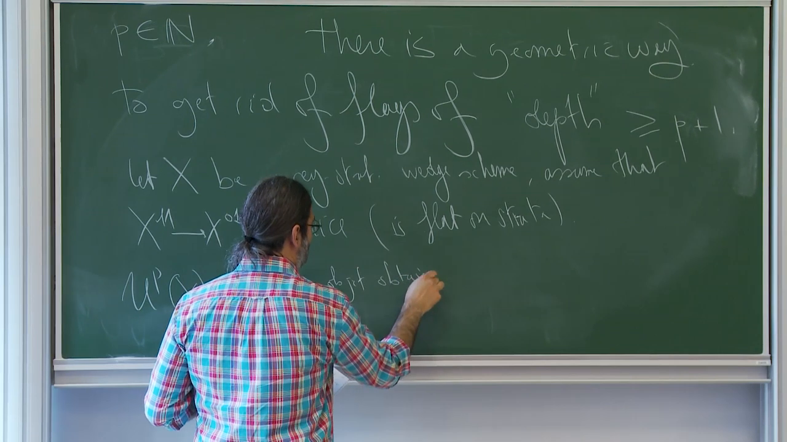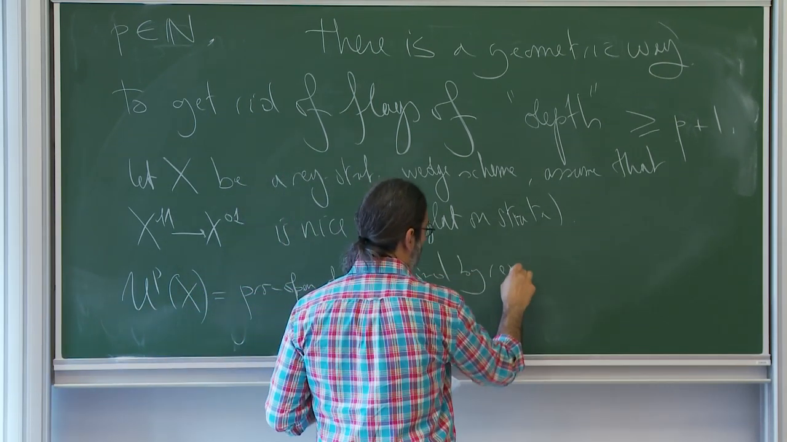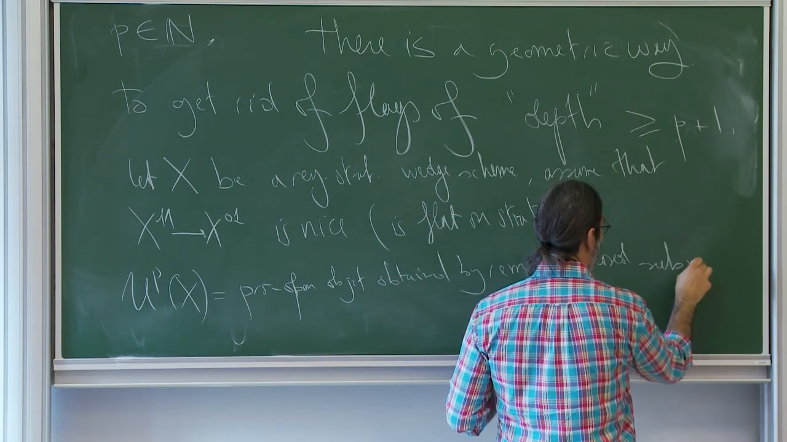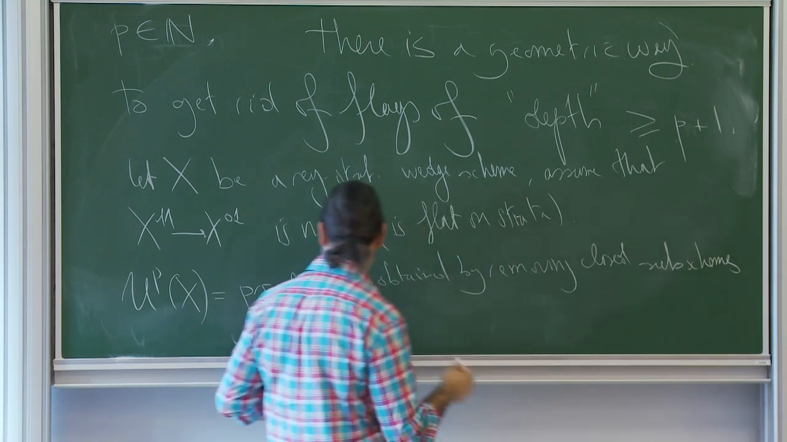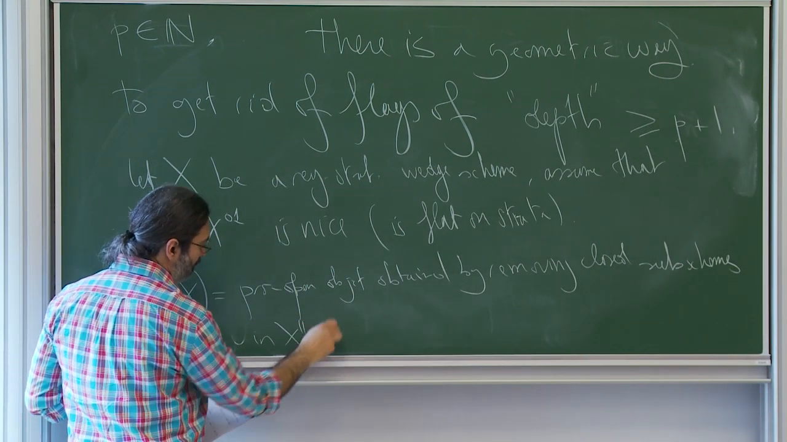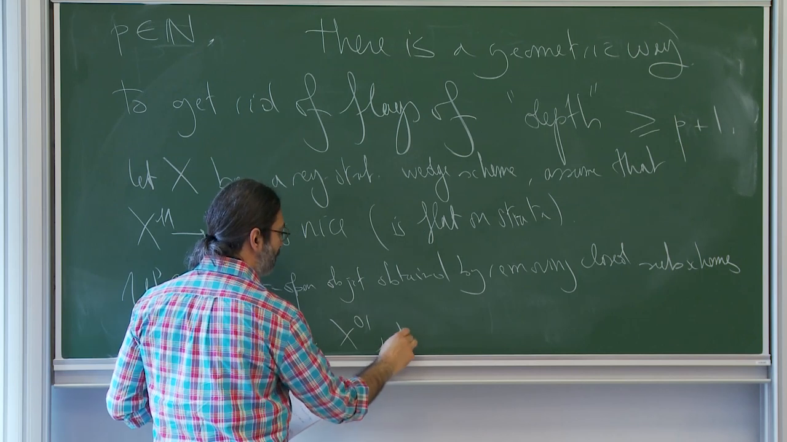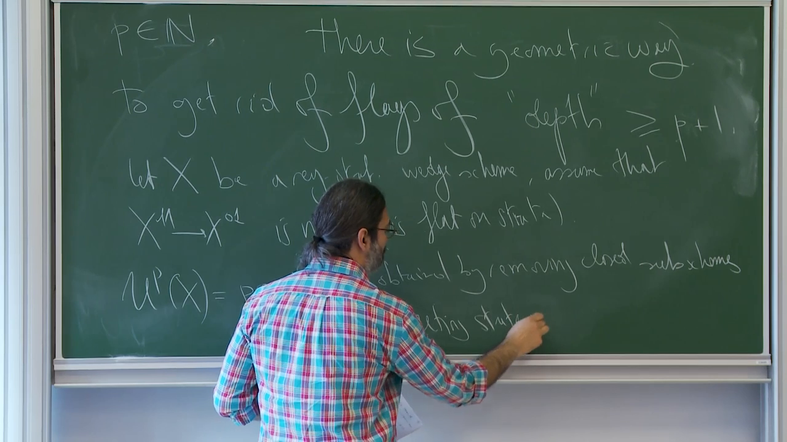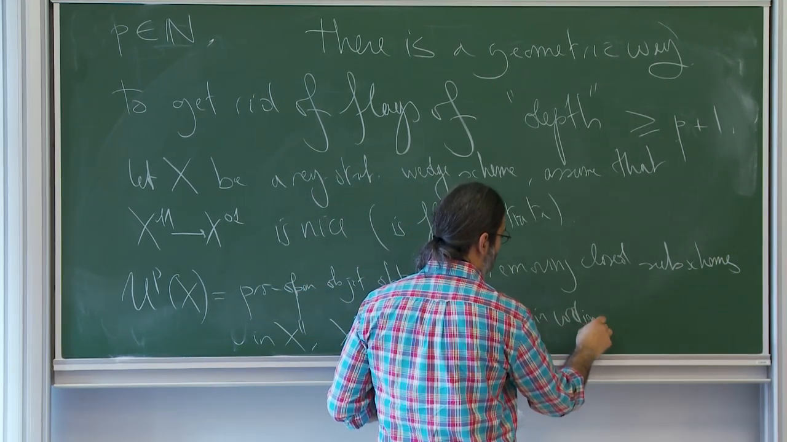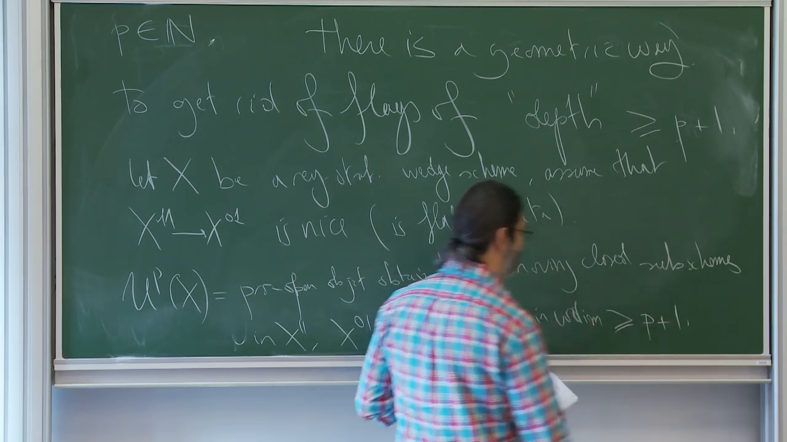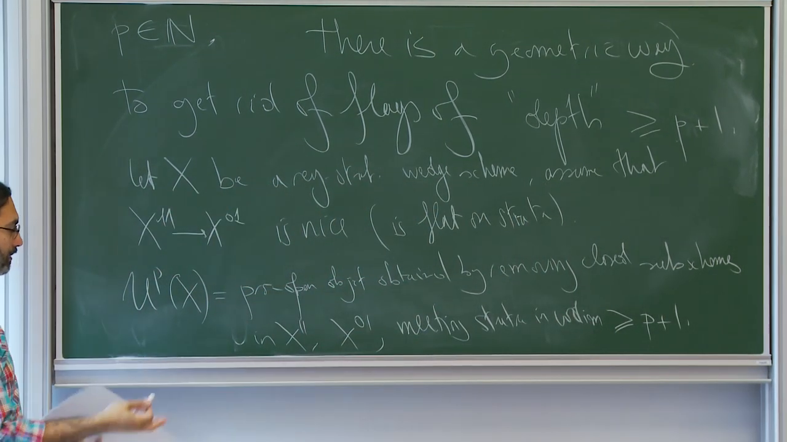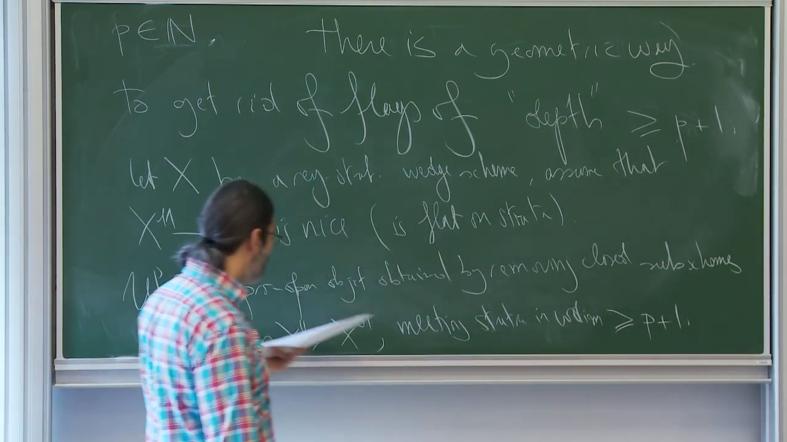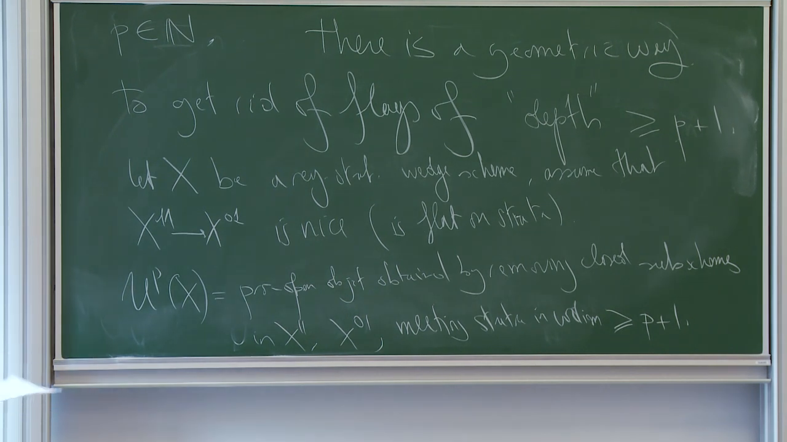It is obtained by removing closed subschemes in X11, X01, meeting strata in codimension larger than p plus 1. So we look at subschemes which meet strata in codimension larger than this number, and we remove them. This gives us a pro-open subset of X.